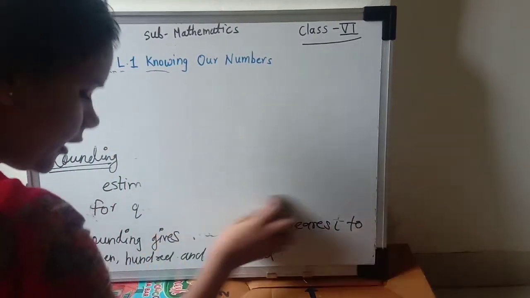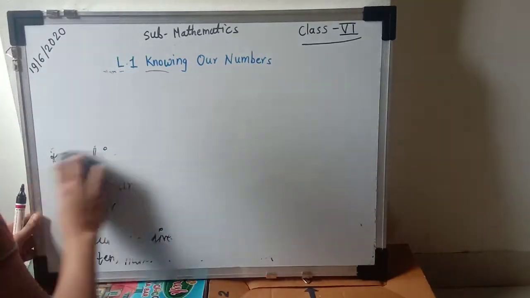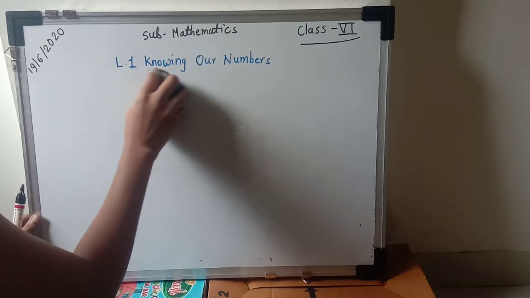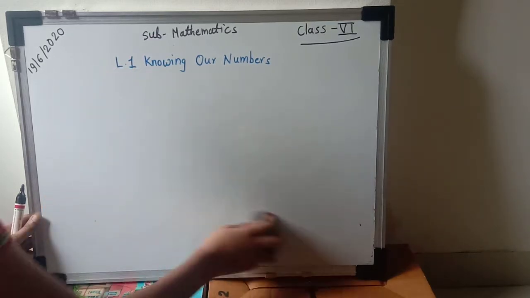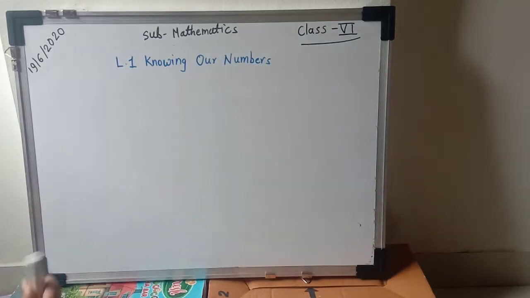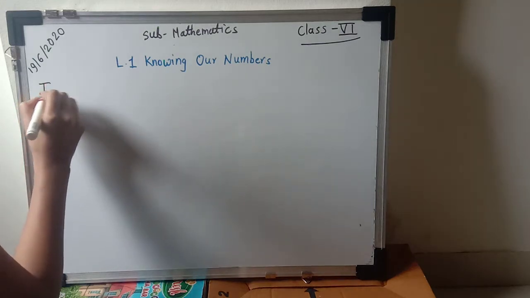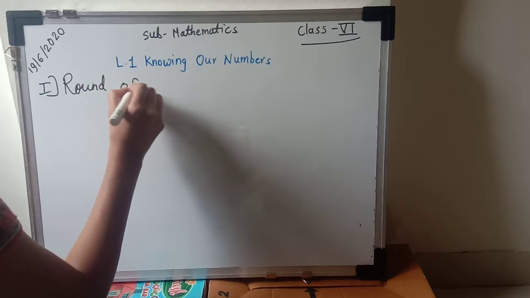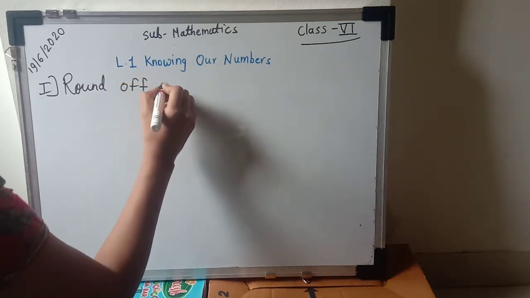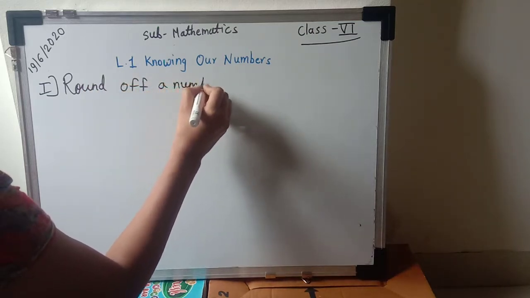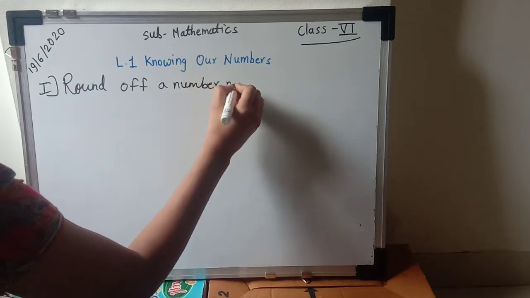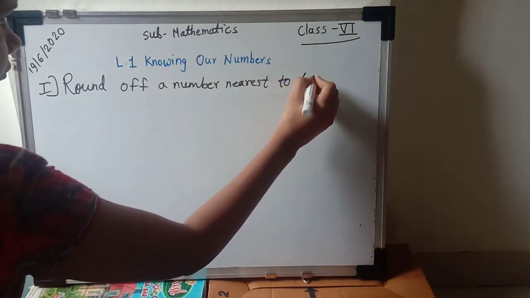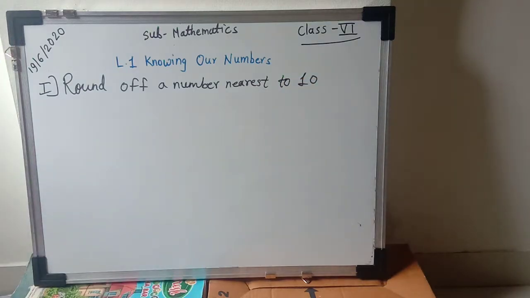First we will see the rounding of a number to the nearest tens, and let's see the steps. What are the steps when we are rounding a number to the nearest 10? Okay, first we will see how to round off a number to the nearest 10. Now, nearest to 10 means what?